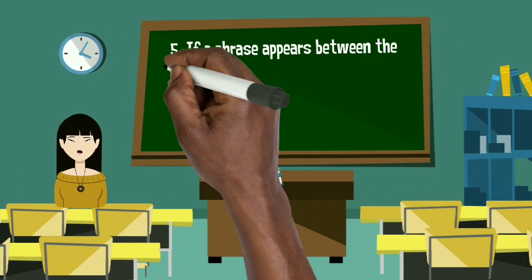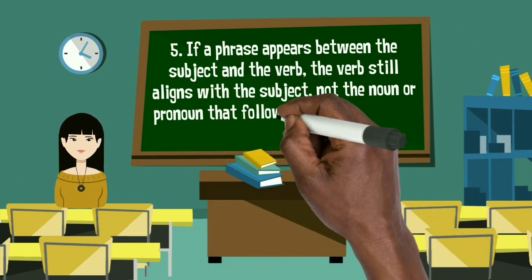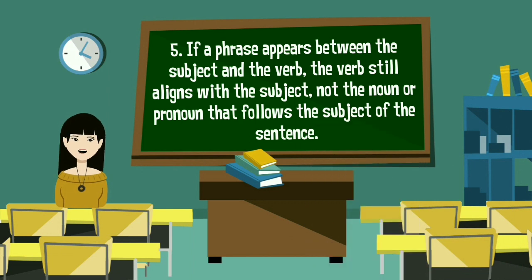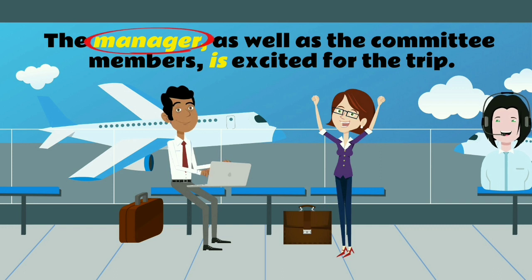The fifth rule is, if a phrase appears between the subject and the verb, the verb still aligns with the subject, not the noun or pronoun that follows the subject of the sentence. For example, the manager as well as the committee members is excited for the trip. The subject in the sentence is the manager, followed by a phrase that also has a noun, but the verb still agrees with the first subject in the sentence.